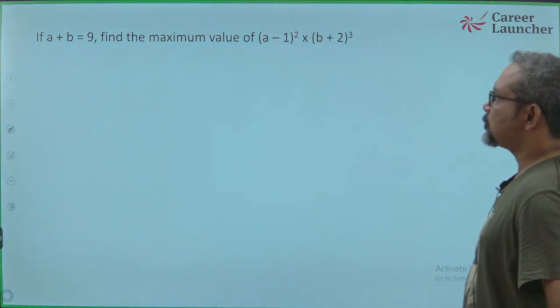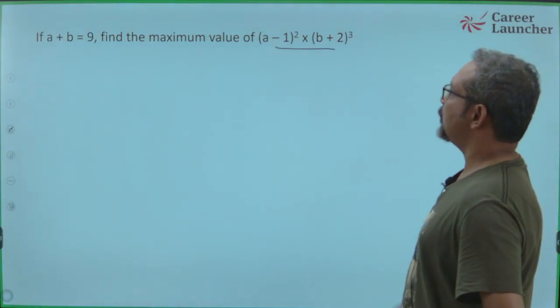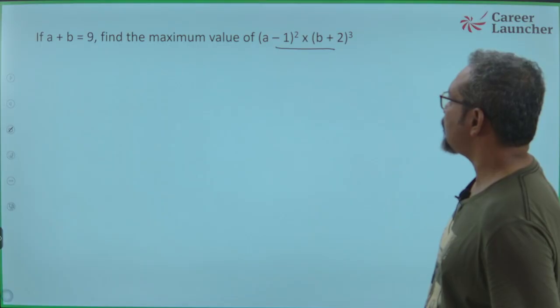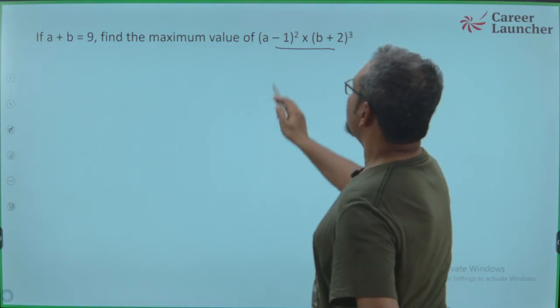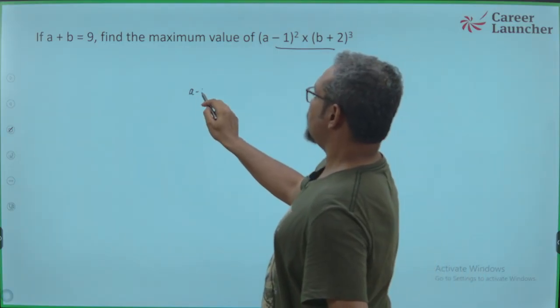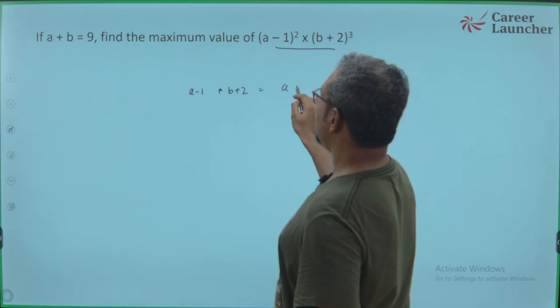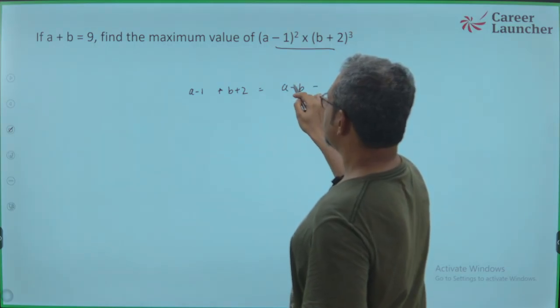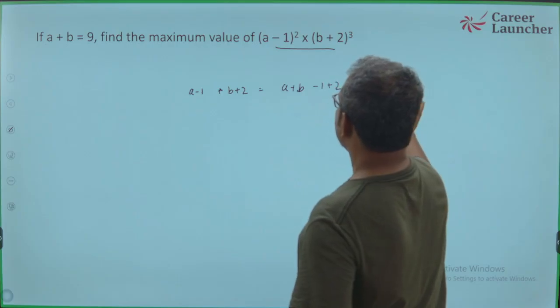Let's take a look at this one. So a plus b is 9, we have to find the maximum value of this: a minus 1 squared times b plus 2 cubed. Now first of all, we don't have a minus 1 and b plus 2, so we need to first ensure that we have that. So a minus 1 plus b plus 2 would basically be a plus b minus 1 plus 2. So it's a plus b plus 1, so that is 10.